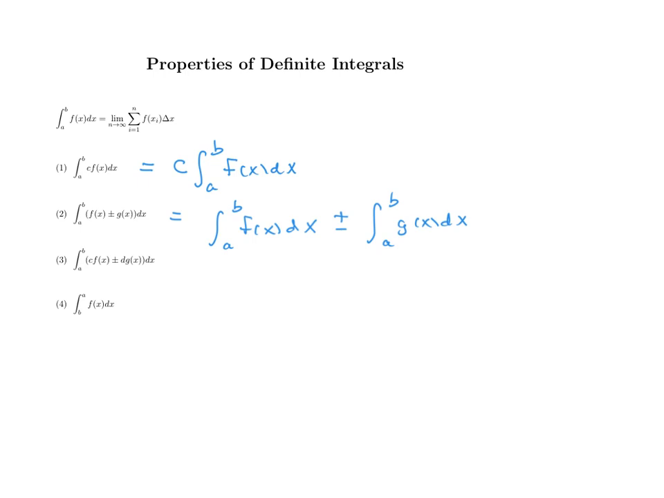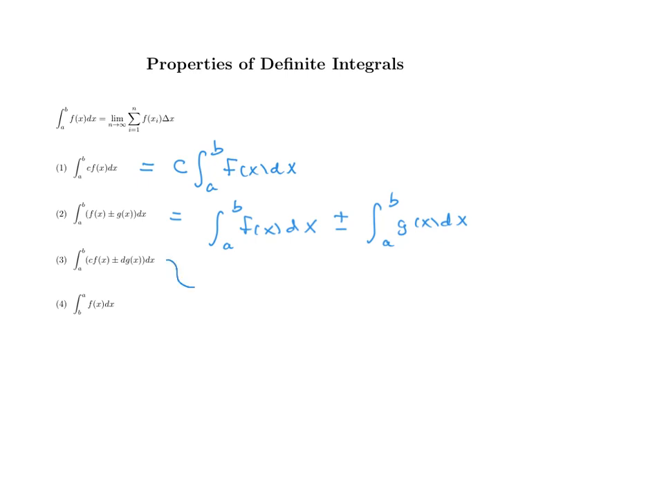So with derivatives, sums, and also integrals, you can remove constants. You can also split them up into sums and differences. Property 3 is a combination of these two ideas. If you see a sum or a difference with a definite integral, you can split it up. If there are then constants remaining within those integrals, you can factor them out.